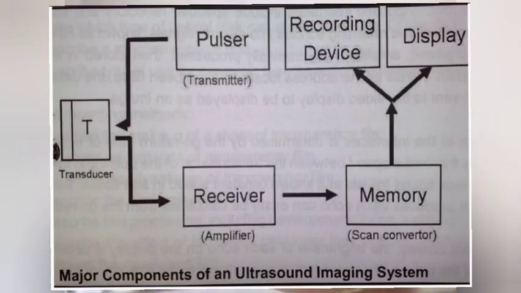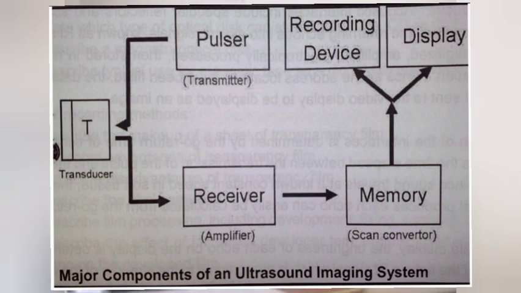So basically, the components of a basic ultrasound system are the pulsar, the transducer, the receiver, the memory, the display TV, and recording devices. Now, this image shows the interconnectivity of all the components, how they relate with one another, from the pulsar, which we also call the transmitter, to the transducer, back to the receiver, memory, and display or recording device.